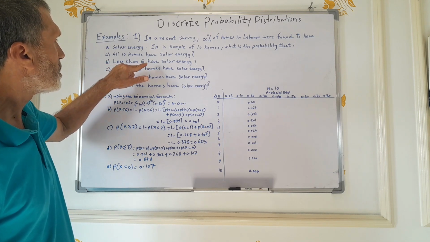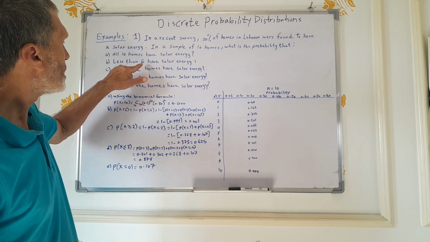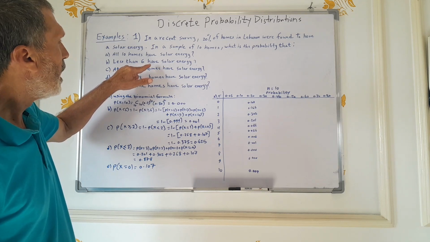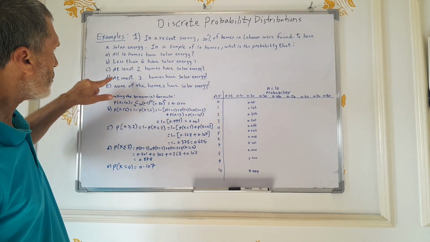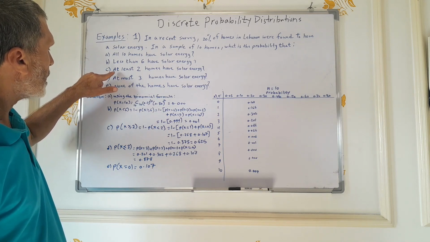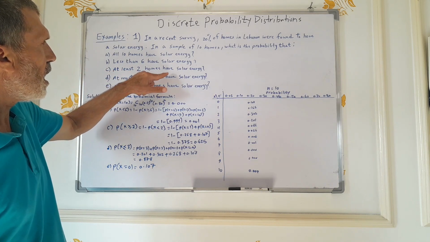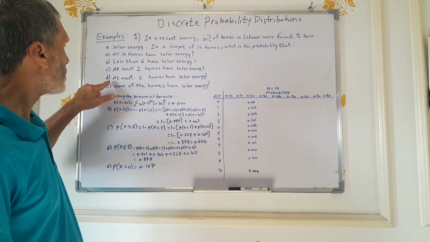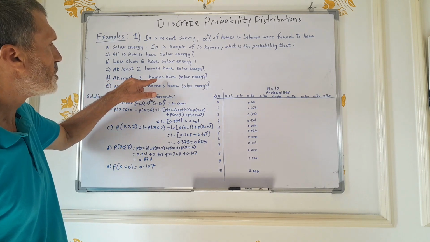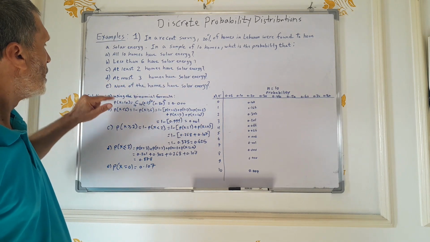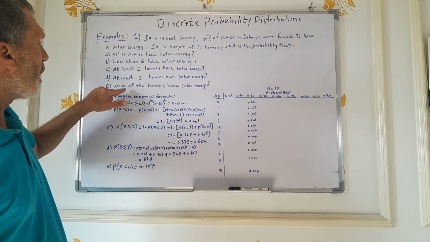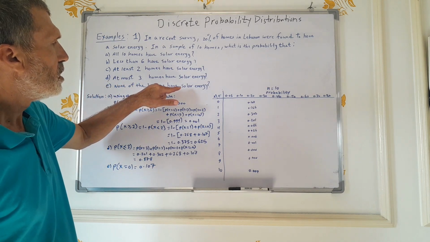B, less than 6 homes have solar energy. Part C, at least 2 homes have solar energy. Part D, at most 3 homes have solar energy. Part E, none of the homes have solar energy.